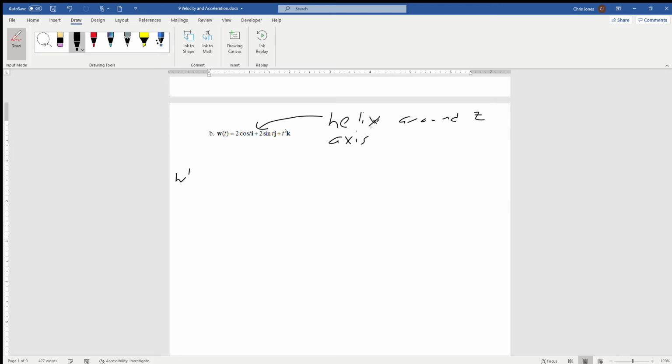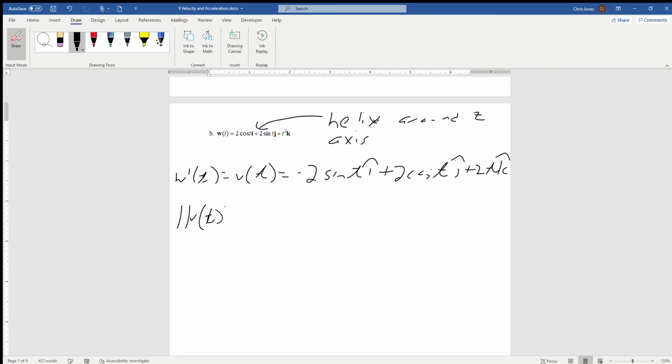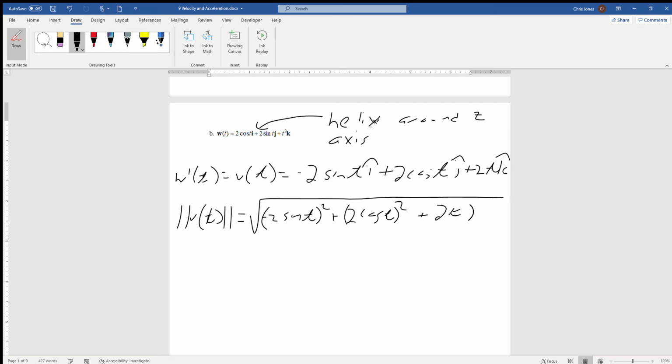So w prime of t, which is our velocity function, is going to be equal to negative 2 sine t i plus 2 cos t j plus 2t k. If I was to find the speed by finding the magnitude, that's going to be equal to the square root of (negative 2 sine t) squared plus (2 cos t) squared plus (2t) squared.